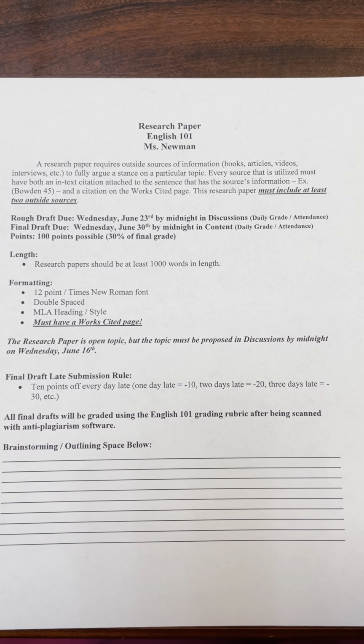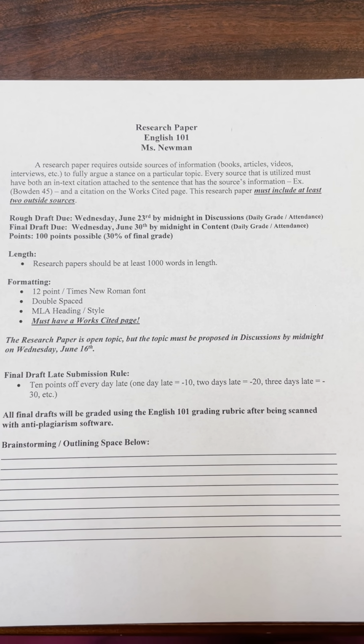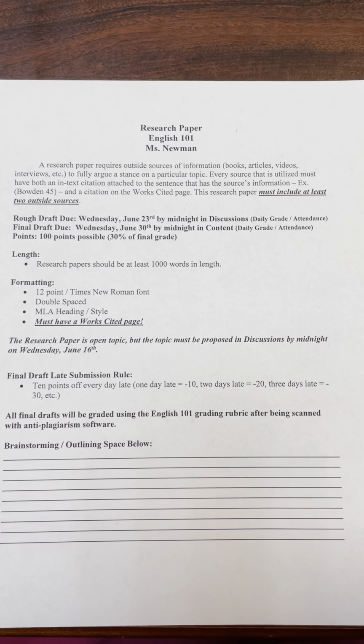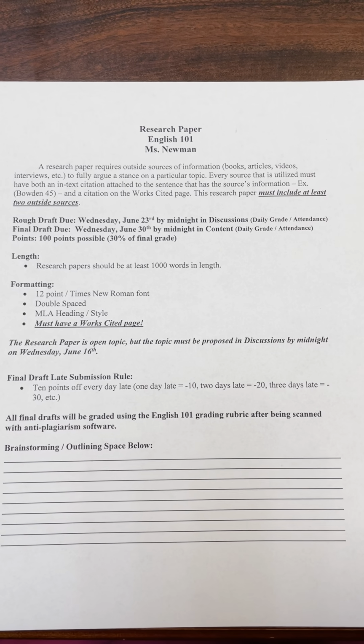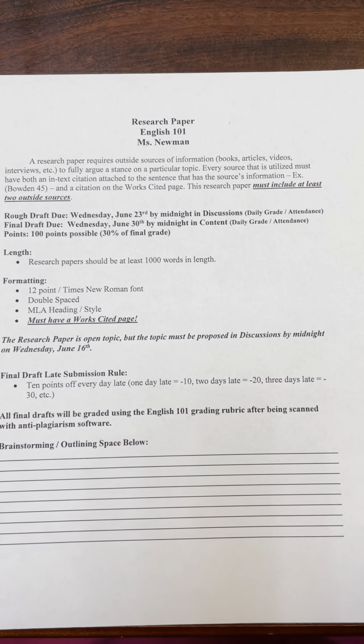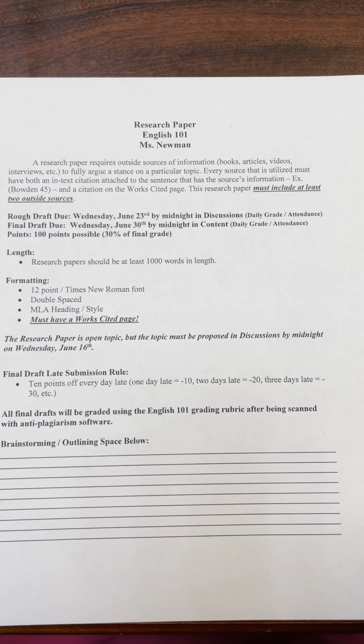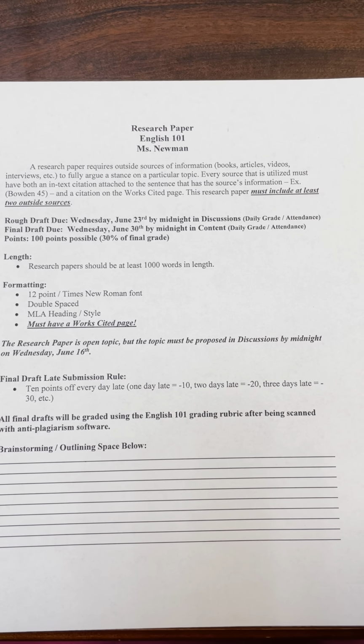All of your final drafts are going to be graded using the English 101 grading rubric that's on the Getting Started page of Blackboard, and it will be scanned with anti-plagiarism software, and that's especially important to know for this assignment because you are using outside sources. So just make sure you give credit to every source that you use. So if you use 3 articles, go ahead and cite 3 articles.